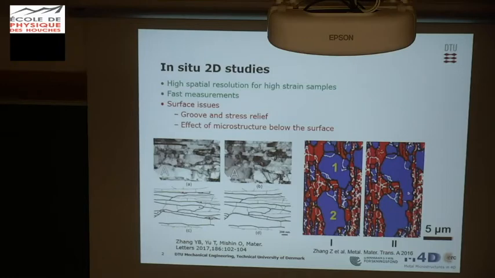We have good high resolution characterizations, and the measurements can be relatively fast. But one drawback is that the surface always has grooves, and it is not representative because you have thin films. Especially for nucleation, when you cut it, you don't know if maybe the nuclei were already removed.